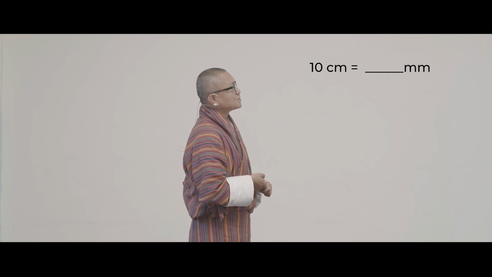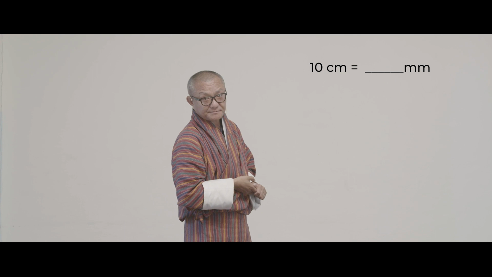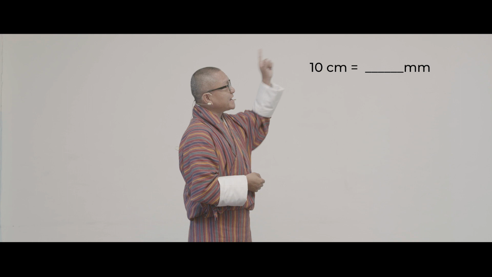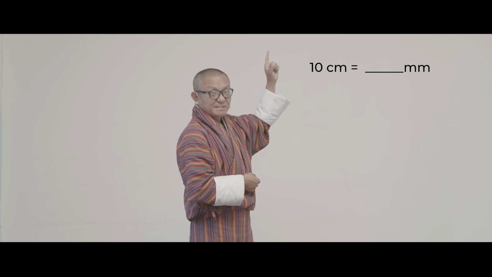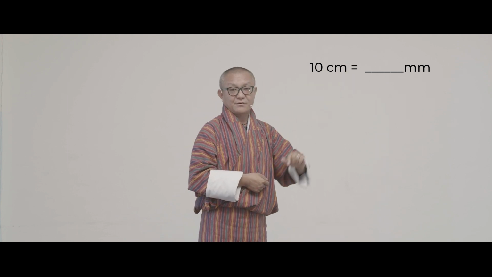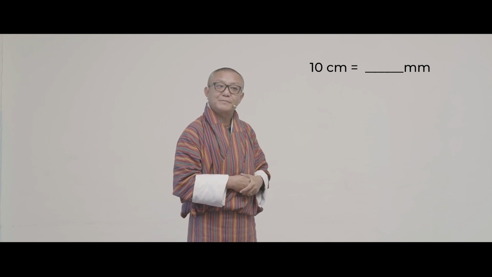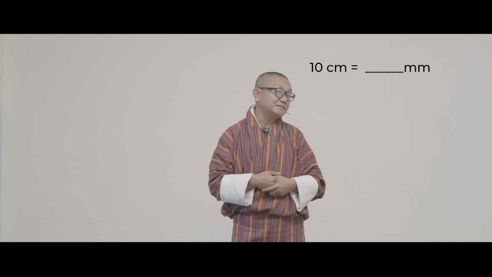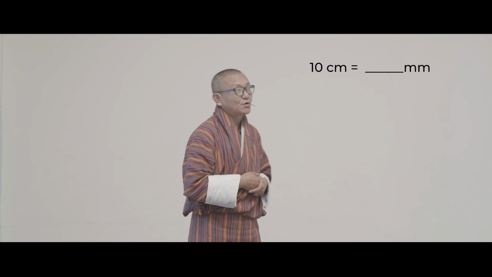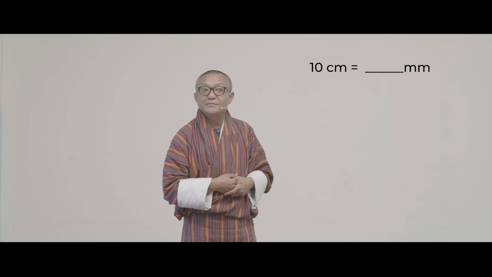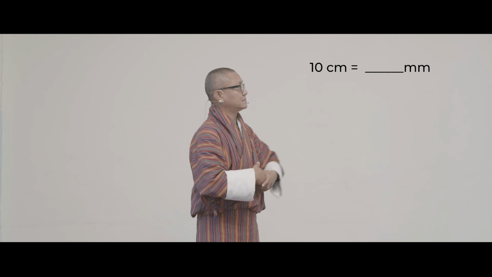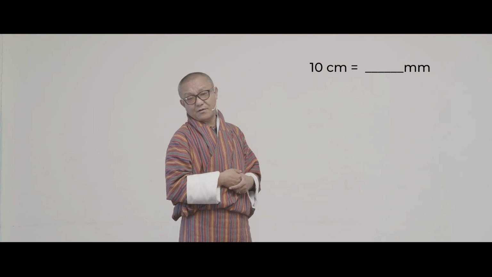10 centimeter is equal to how many millimeter? Here, we are asked to convert 10 centimeter from centimeter to millimeter, which means we are converting bigger unit to smaller unit. As we agreed little earlier, we have to multiply by 10 for each step we move down. So let's see the steps now. How many steps do we need to move down?